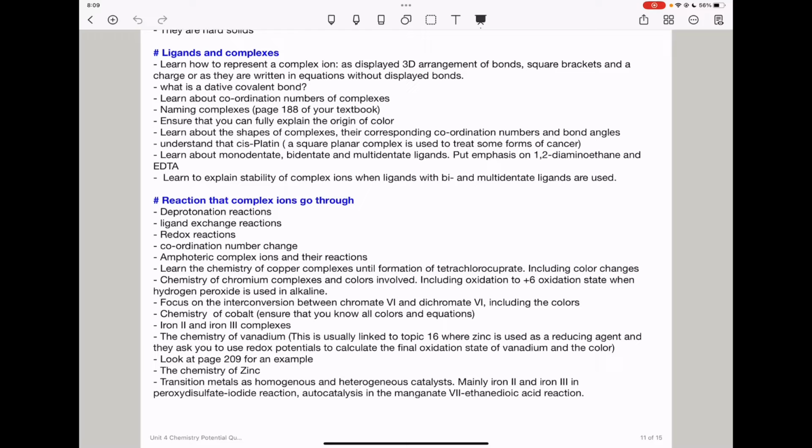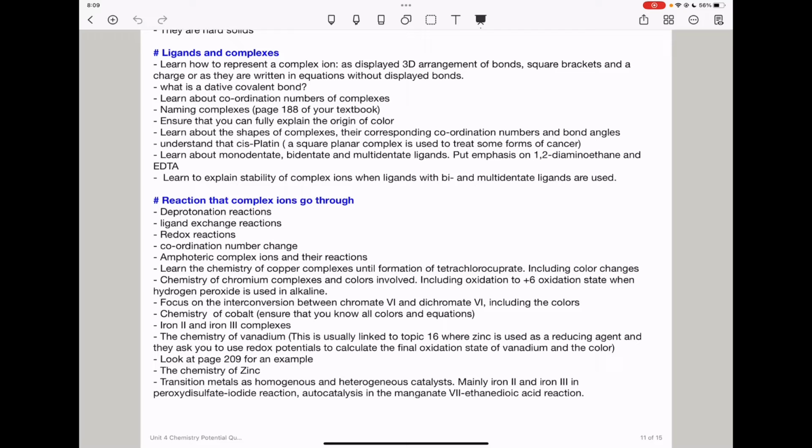Ensure you fully understand how these reactions work and how to write the equations. Remember, some reactions go through further deprotonation. And again, deprotonation reactions can occur when these complex ions react with either sodium hydroxide or aqueous ammonia. And when they do, sometimes they form precipitates that go on to dissolve, and sometimes the precipitates may not dissolve. So learn about the deprotonation reaction, learn about ligand exchange reactions.